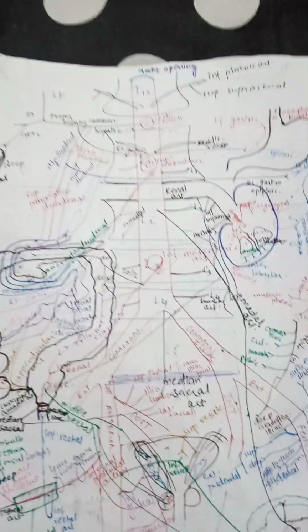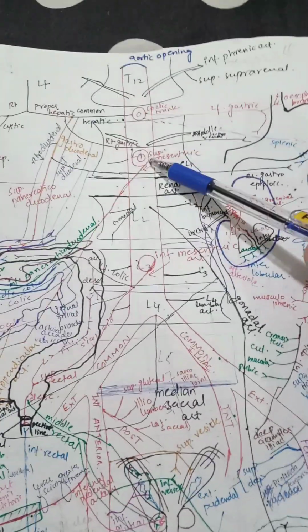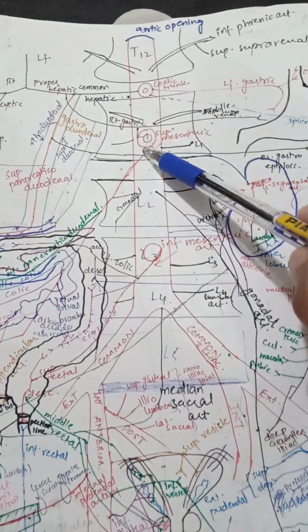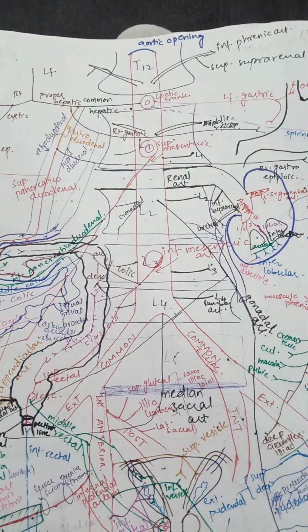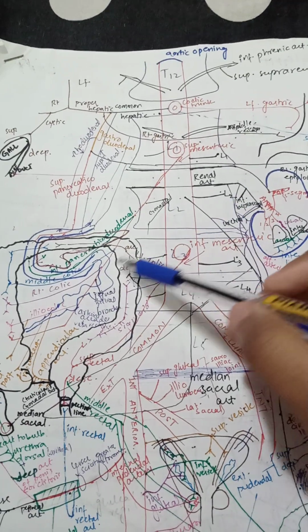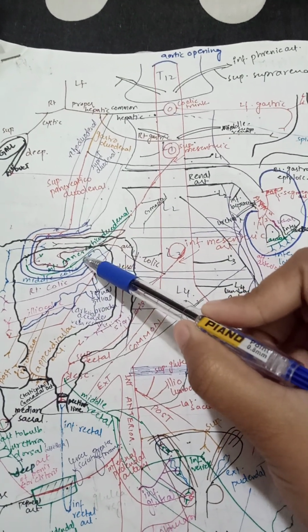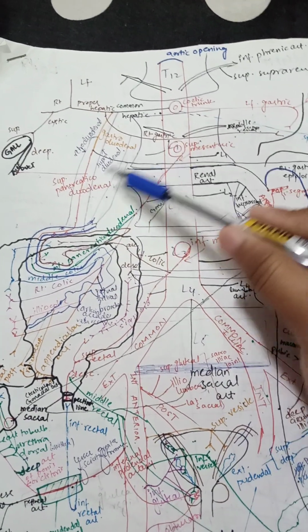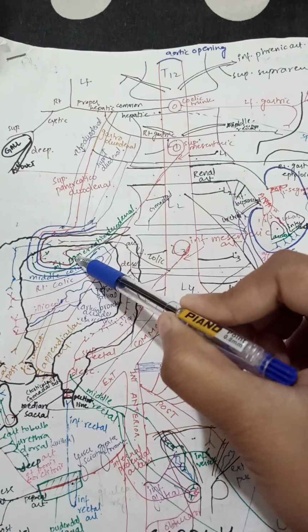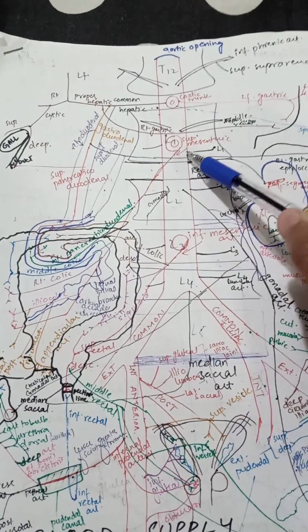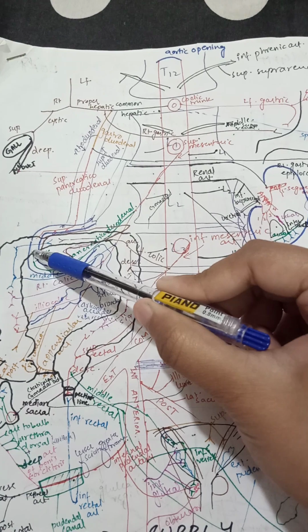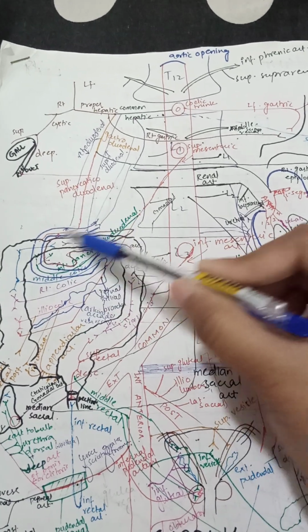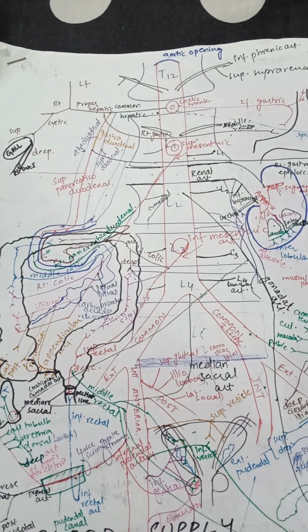Now we'll come to the next branch. This is the superior mesenteric artery. It is given at the level of L1. How it gives different branches, we can see. First branch it gives is the inferior pancreaticoduodenal. The superior pancreaticoduodenal from the gastroduodenal artery also, and the inferior pancreaticoduodenal from superior mesenteric artery, anastomose at the second part of duodenum, and supply the pancreas and the duodenum.